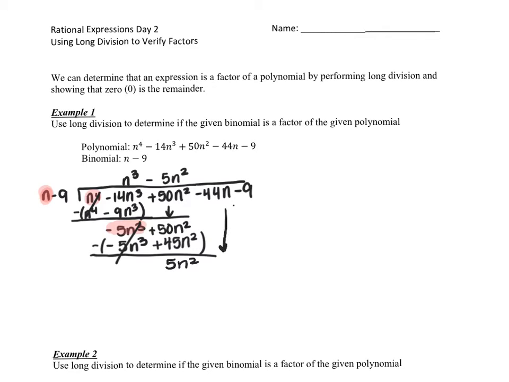We bring down the next term, so minus 44n. And we're always looking at the first with the first. So how do I multiply n to get 5n squared? You should be saying multiply by positive 5n. And then we're going to multiply 5n times n. That gives me 5n squared. Then we're going to do 5n times negative 9. That gives me negative 45n.